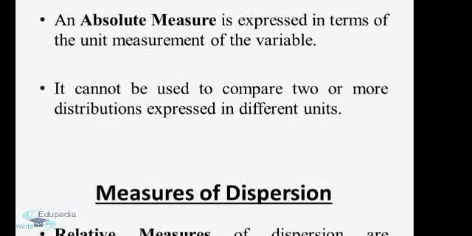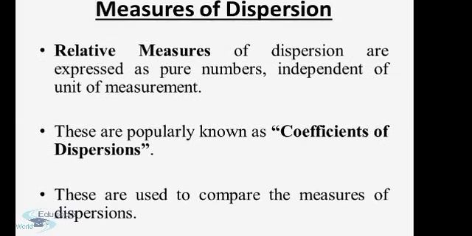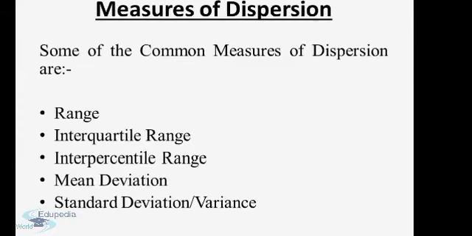Therefore, we go for relative measures. A relative measure is expressed as pure numbers independent of the unit of measurement. They are popularly known as coefficients of dispersion, and they are basically used to compare the measures of dispersion. Well, now let's go to the various common measures of dispersion which we have to study. We will be seeing range, interquartile range, interpercentile range, mean deviation, and standard deviation or variance.